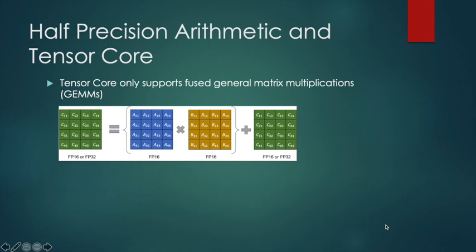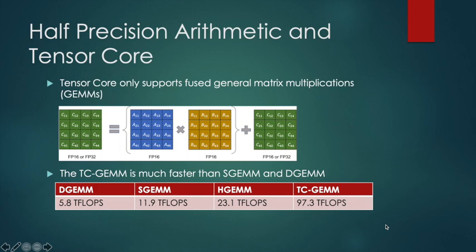Besides, accuracy is actually much better than the naive half-precision GEMM. Moreover, matrix multiplication on Tensor Core is much faster than HGEMM. See the table. TCGEMM is around 16.8 times, 8.2 times, and 4.2 times faster than DGEMM, SGEMM, and HGEMM, respectively.